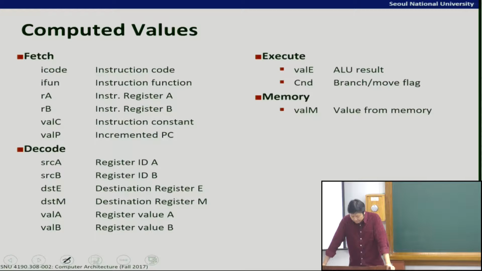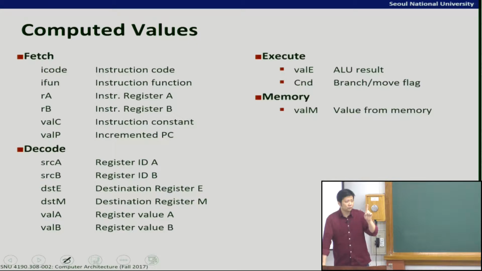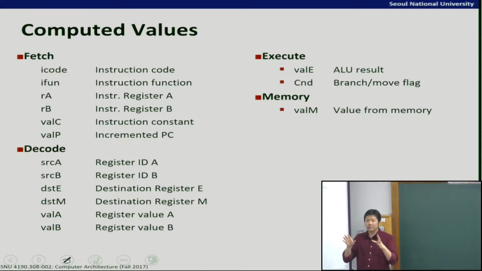In the execute stage, valE is the ALU result, the output of the ALU. Cnd is the move flag, or branch flag. So Cnd is basically one bit, a true or false Boolean flag. If it's true, then the condition is satisfied. If it's not true, then the condition is not satisfied. And valM is the value from memory, which is the output of the data memory.